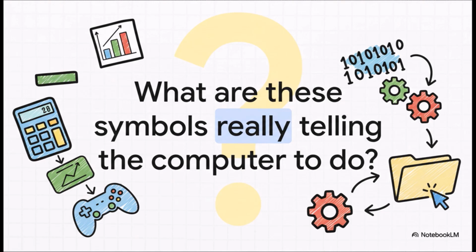So let's pause and ask, what are these symbols really telling the computer to do? I mean, how does a program go from a simple minus sign to calculating company profit, or making a split-second decision in a video game, or even manipulating the fundamental ones and zeros of a file? That's exactly what we're going to figure out.